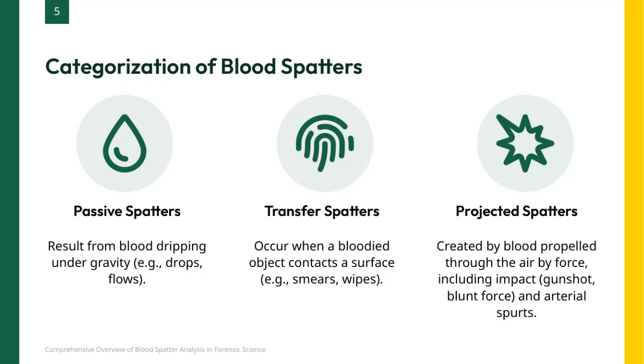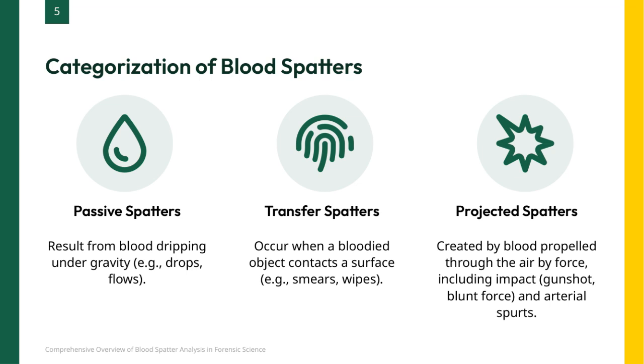Now, let's talk about the three main categories of blood spatters. First, we have passive spatters. These occur simply due to gravity, like when blood drips or flows naturally without any additional force. You can think of a drop falling from a wound or blood slowly flowing down a surface.